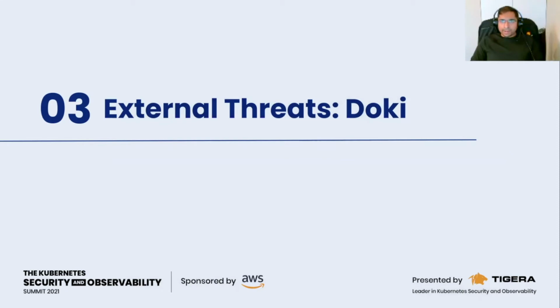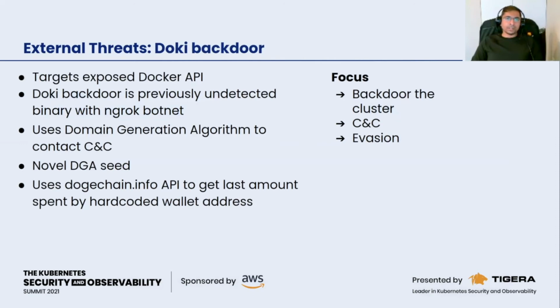So our last threat actor is Doki, and Doki also targeted exposed Docker APIs. Doki was a previously undetected backdoor with an ngrok botnet. And what these guys did, rather than running a crypto miner, they just wanted the access to those containers. So they dropped down this Doki backdoor and just kept it running while all the mining stuff was taken care of by Kinsing and TeamTNT. And these guys had a hidden access to all those containers available on the internet.